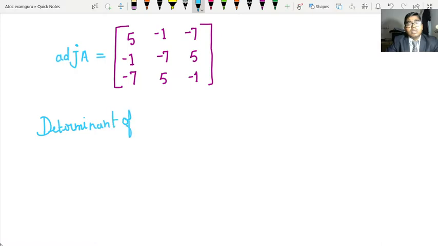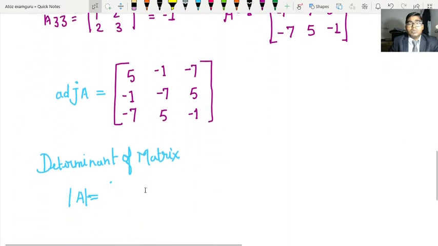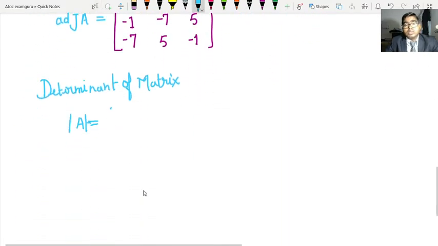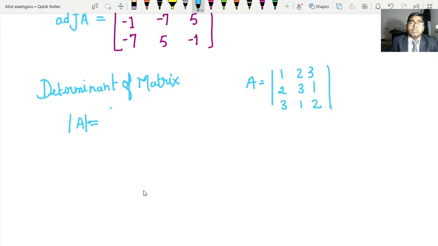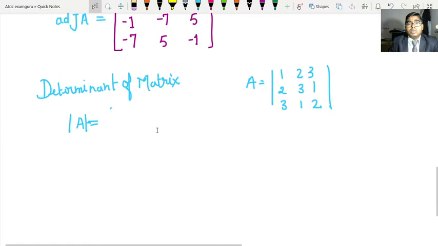Determinant of a matrix is denoted by the modulus sign. So what you will do? The matrix is 1 2 3, 2 2 3 1, and 3 1 2. It is given as equal to 1 2 3, 2 3 1, 3 1 2, then repeat the first two rows, right friends? Now let us solve it.